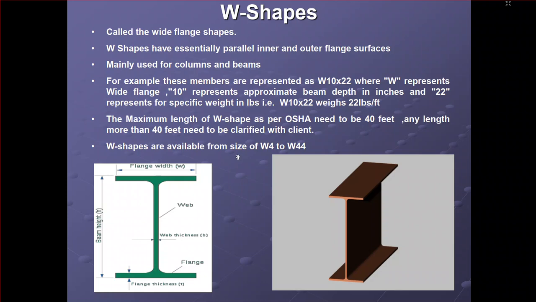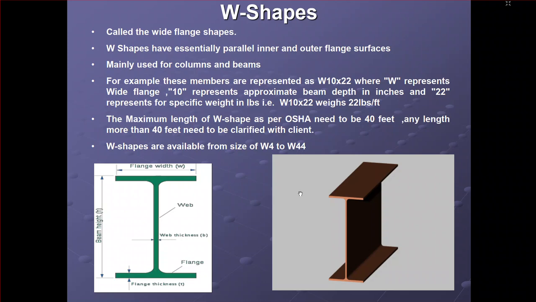The maximum length of the W shape as per OSHA needs to be 40 feet. Any length more than 40 feet needs to be clarified with clients. This is the AISC standard, so we follow these. And second, W shapes are available from size W4 to W44.